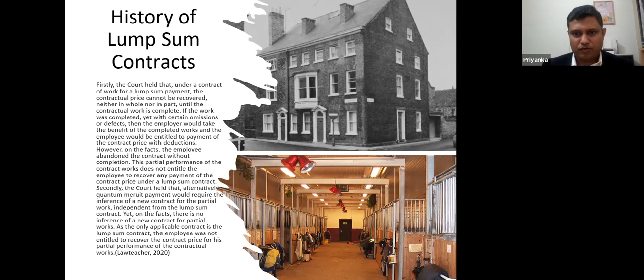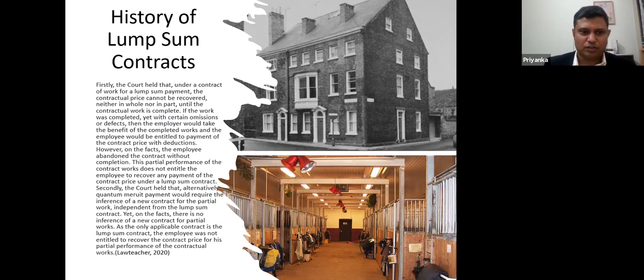When you are signing a contract agreement, you remember we use the adjective "whole" of the works, right? We are not saying part of the works. So in a lump sum contract, irrespective of the standard form which is being used, it says it is all of the works that you are going to complete. If the work was completed yet with certain omissions or defects, then the employer would take the benefit of the completed works, and the employee would be entitled to payment of the contract price with deductions.